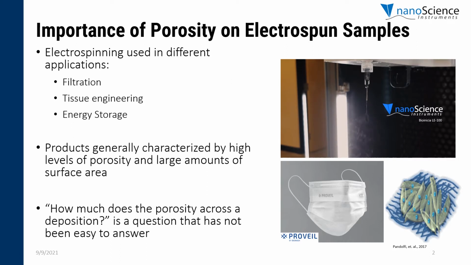Another relevant example is in tissue engineering, where porosity is important to control cell infiltration, which has a direct impact on the success or failure of organ replacement. These types of products are generally characterized by a high level of porosity and large amounts of surface area. But the question of how much porosity is present across the product deposition still remains to be answered.